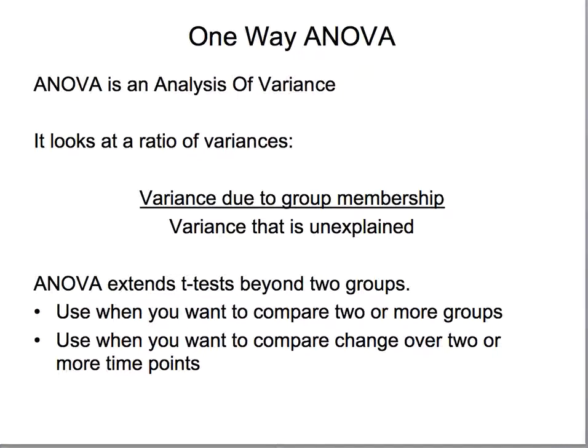So when we think of a one-way ANOVA, ANOVA stands for analysis of variance, and it's called that because it's really looking at the ratio between two different variances. One is the variance due to what group you're in, whether you have blue eyes, brown eyes, green eyes, whether you're a man or a woman, whether or not you are Democratic or Republican or independent. And then I'm going to compare that variance to the variance that is not explained by being in those particular groups.